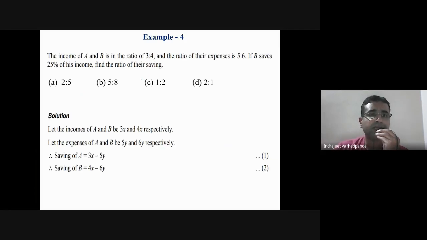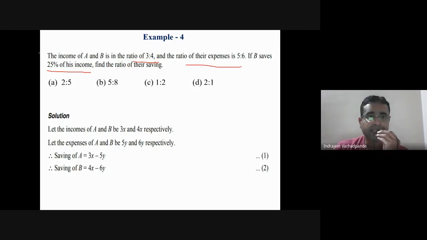Next, the income of A and B is in the ratio of 3 is to 4, and the ratio of their expenses is 5 is to 6. If B saves 25% of his income, find the ratio of their savings. See, income, expenditure, and saving, these are terms correlated to each other. Income minus expenses, if it is a positive number, we say that it is a saving. If expenses are exceeding income, it is a loss, it is not a saving, it is a deduction, or the extra amount which is not available is spent, right?